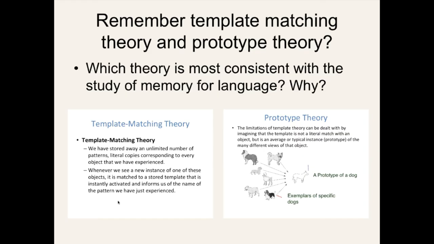Now think back to template matching theory and prototype theory. Which of these two theories from Chapter 4 is most consistent with the study of memory for language? Why?